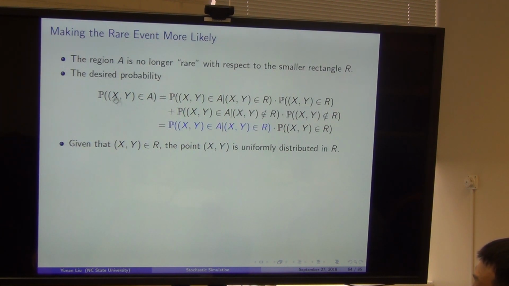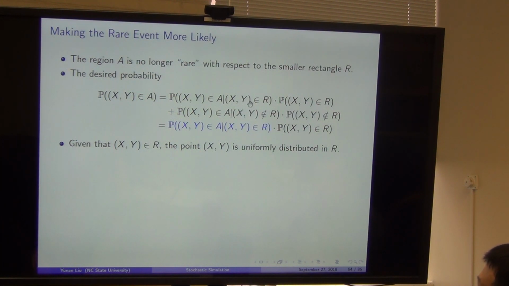So the desired probability is equal to, applying conditional probability, right? You have two cases, conditioning on whether (x, y) falls into R or not. So you have this probability. This is a law of total probability kind of argument, right? Easy.